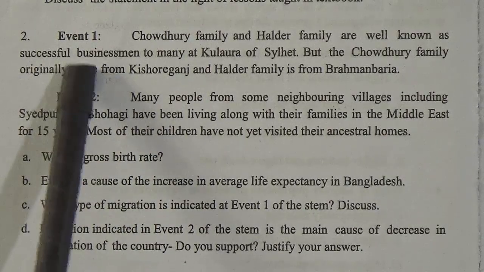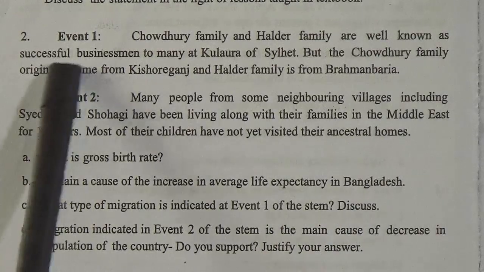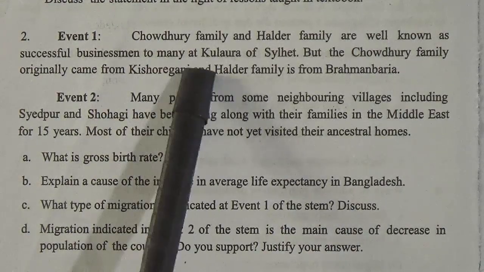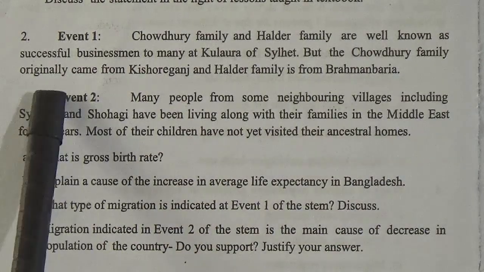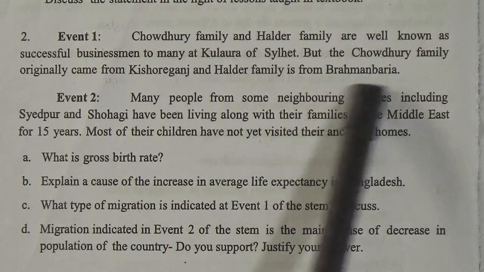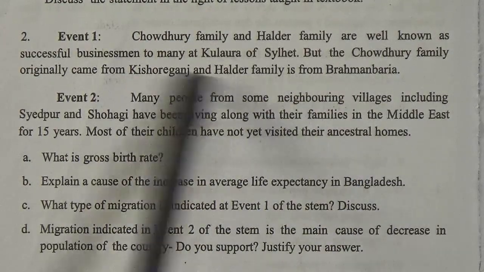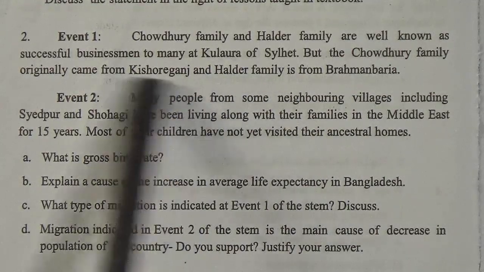So event number 1. Chaudhary family and Halda family are well known as successful businessmen to many at Kulaura of Sylhet. But the Chaudhary family originally came from Kesharganj and Halda family is from Brahmanbaria. So both are from Kesharganj and from Brahmanbaria, but right now they are very much famous and successful in Kulaura of Sylhet.